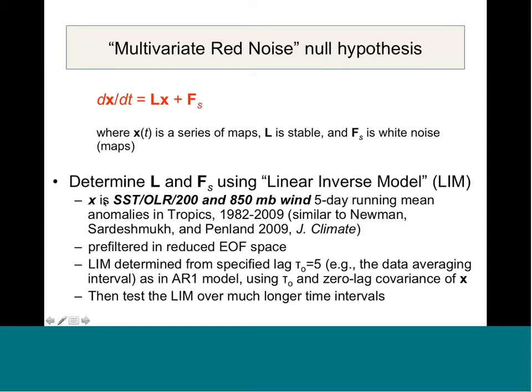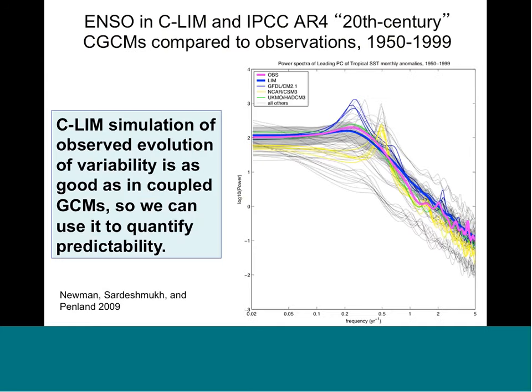So here we're going to use as a state vector, like I said before, 5-day running mean SST, OLR, and 850 and 200 millibar wind anomalies in the entire tropics. And essentially this is constructed on a 5-day lag, just like an AR1 model, and you can test it on much longer time intervals to see if it's a reasonable model. So there's a lot of tests one can do, and I'll just give one as an illustration.